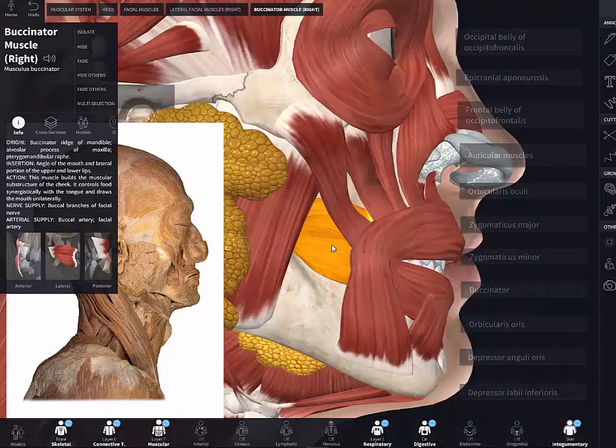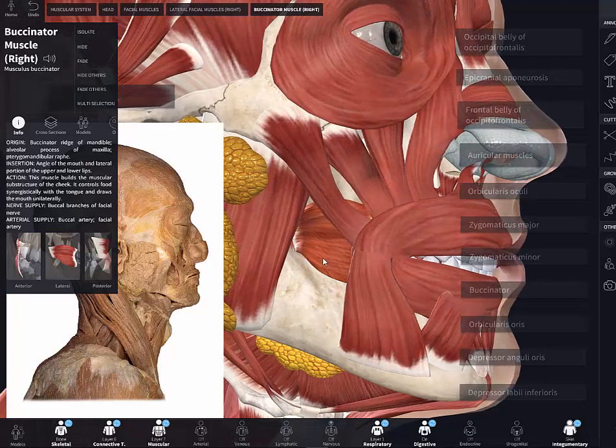Something very important to note, though, is that the buccinator is not a muscle of mastication, right? It is important in eating, but it's not a true muscle of mastication. Rather, it is counted as a muscle of facial expression, which is also used in smiling.